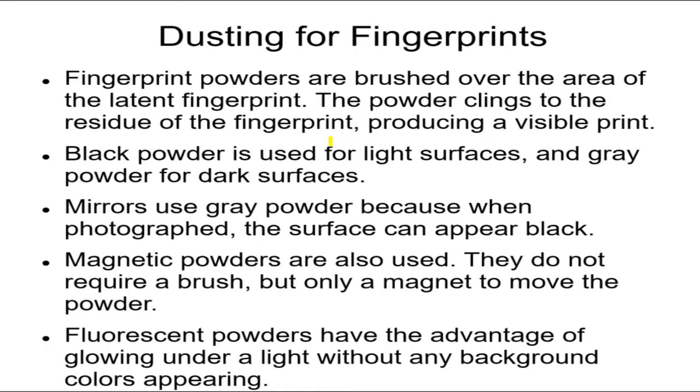So the way it's done is, again, as mentioned, the fingerprint powder is brushed over the area, the powder clings to the residue, and you have your visible print. You can remove it once you have this dusted fingerprint by putting tape down on the powder and lifting it off, and that gives you your fingerprint. And again, we have digital cameras. Always get pictures of this.